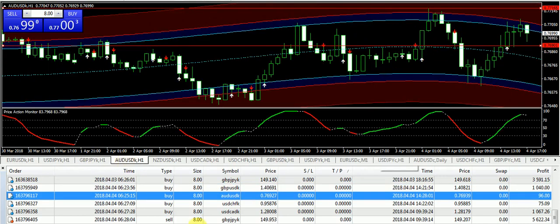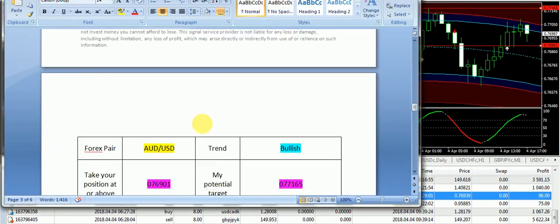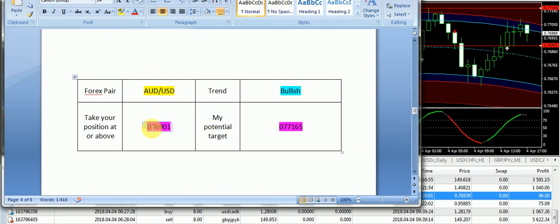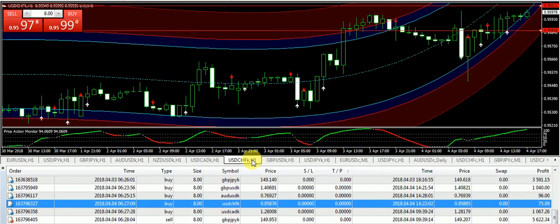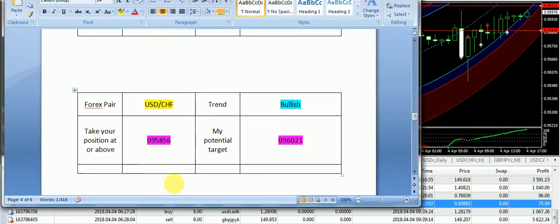Now let's talk about Australian dollar USD. It's another satisfying signal of the day. A bullish signal was supplied in case of Australian dollar USD. The entry was 076901, and you can see right from the entry Australian dollar USD has moved up, and also if you look at here, then it was also a U-turn from here, and then the scalper has also pointed you to buy this pair in the form of a white arrow, and it has moved up in the final direction.